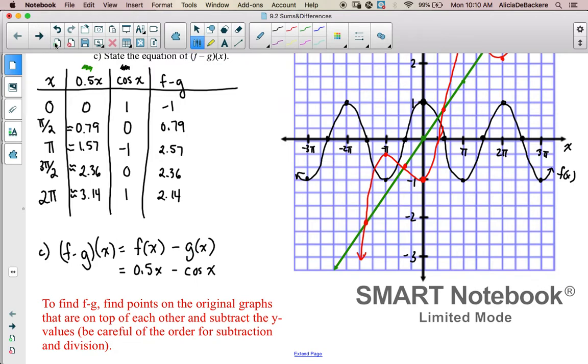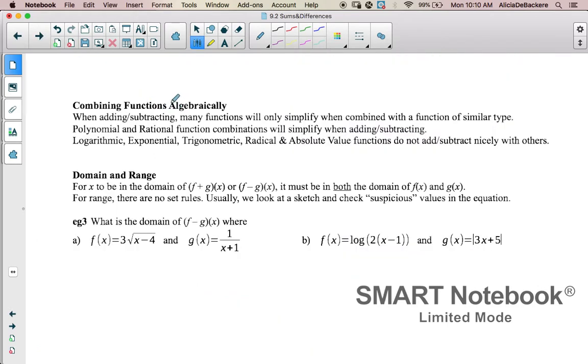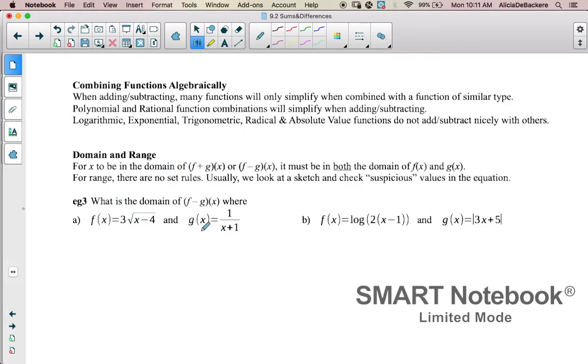All right, moving on to our next section. We're going to talk about combining functions algebraically, which we just did there at the end of the last example. It says when adding or subtracting, many functions will only simplify when combined with a function of a similar type. Polynomial and rational function combinations will definitely simplify when we're adding and subtracting, and sometimes they'll simplify with some of these other things. But logarithmic, exponential, trigonometric, radical, that's our roots, and absolute value functions typically don't add or subtract nicely with others, and we kind of get stuck. So that's just a note on simplification. I'm going to try and simplify these together for you just so you have a couple more examples.